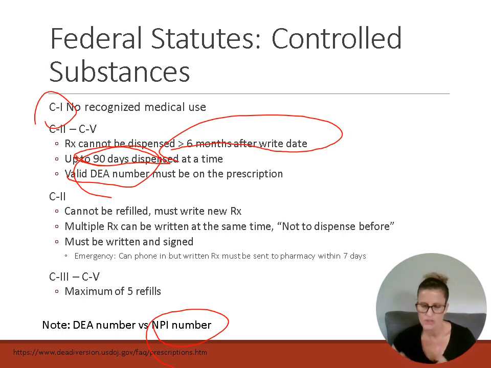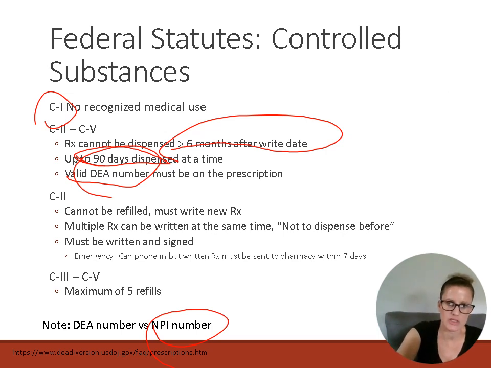The NPI number is for like Medicare and Medicaid billing. That's different. So you'll have your license number that shows that you have a license to practice medicine. You'll have a DEA number, which means you can prescribe controlled substances. And you'll have an NPI number, which means you can bill to Medicare and Medicaid. So kind of all different numbers.